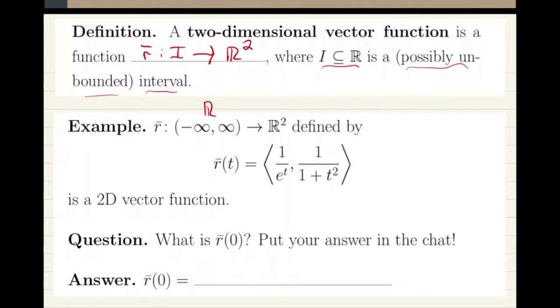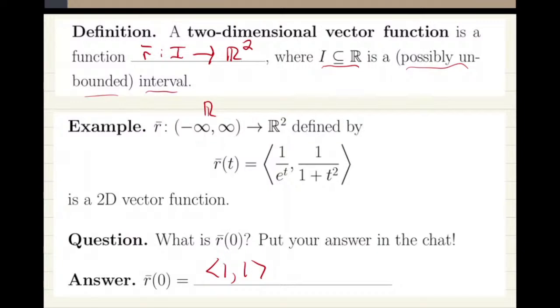1, 1. Thank you, Chris. Yeah, R of 0 is a 2D vector. Yes, very good. Yeah. R of 0 is a 2D vector because R is a 2D vector function. In particular, it's 1, 1, right? When we plug in t equals 0.